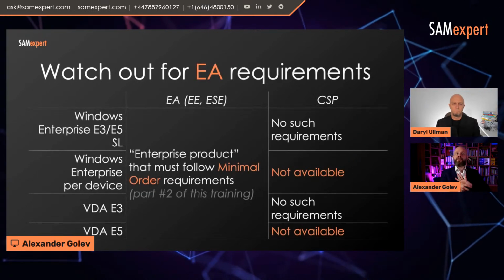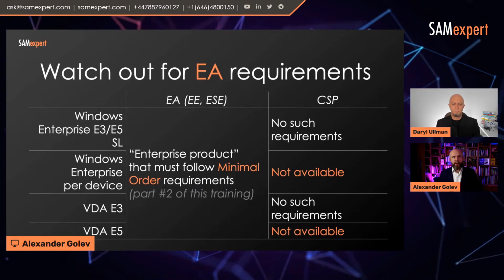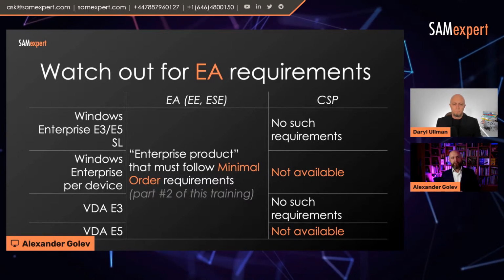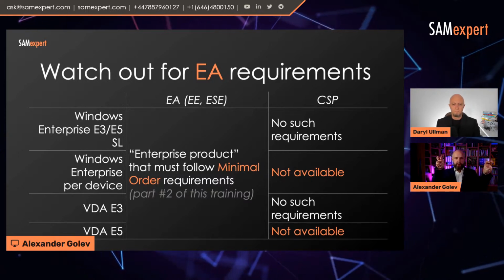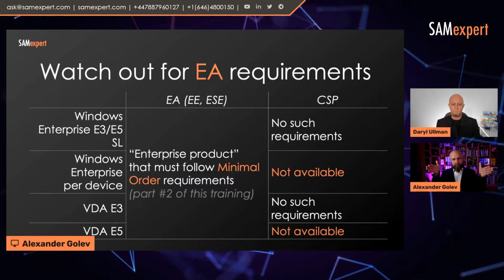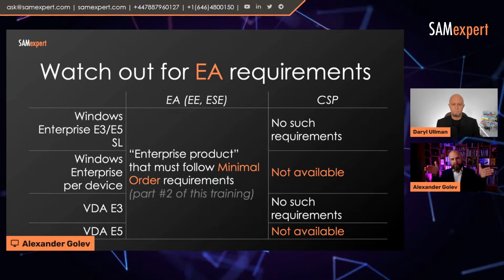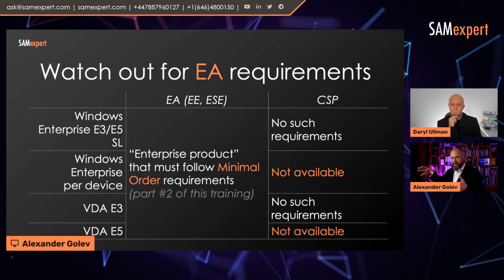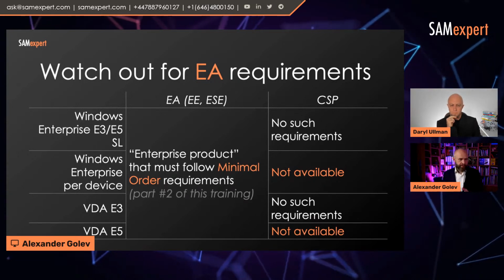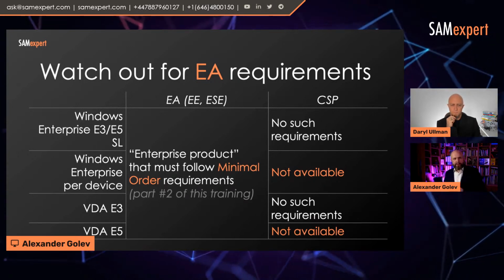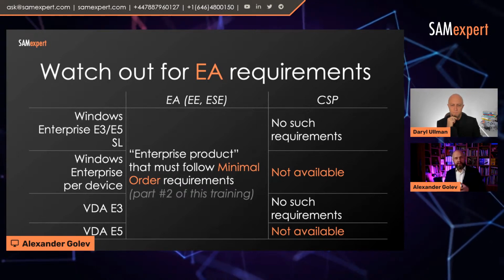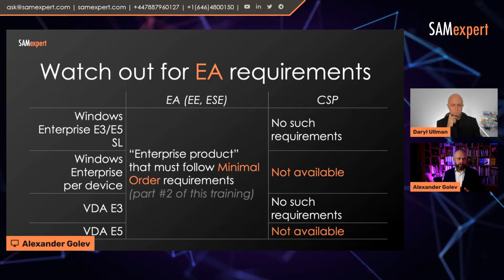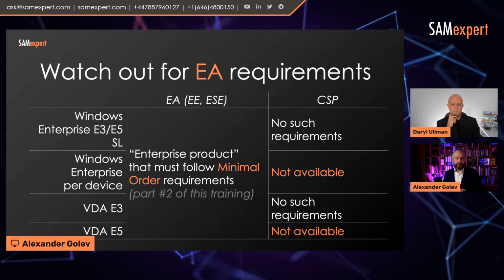Watch out for enterprise agreement requirements, because Windows Enterprise and VDA 3.5 are enterprise products. There's a minimum quantity that you must buy if you buy them through an enterprise agreement. If you want to buy less, don't buy them through an EA. Buy them through MPSA or CSP. MPSA is an option depending on availability, because MPSA is being shut down. So buy them through CSP with all the caveats and limitations in mind.